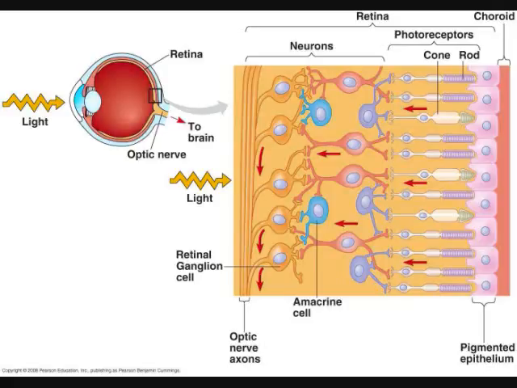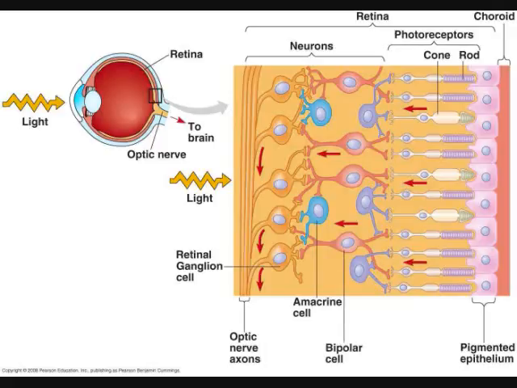Amacrine cells. Amacrine cells are neurons that run perpendicular to bipolar cells and are located where the bipolar cells synapse with the retinal ganglion cells. Amacrine cells can facilitate or hinder signaling between the photoreceptors and the ganglion cells.